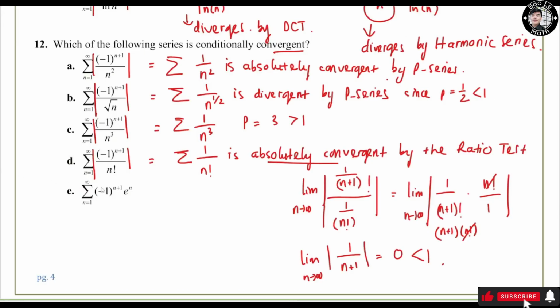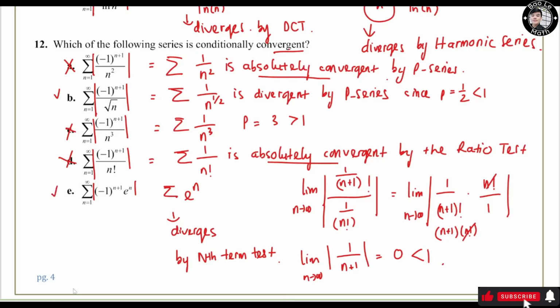Now the last one, if you take the absolute value of this one, it's going to be the series e to the n, right? And when n approaches infinity, this diverges by the n-th term test. The question wants you to find the series that is conditionally convergent, right? So the first one is absolutely convergent. We're going to cross this one out. The second one could be. The third one, absolutely convergent. We cross this one out. Question D, absolutely convergent by the ratio test. We're going to cross this one out. Now question E could be.